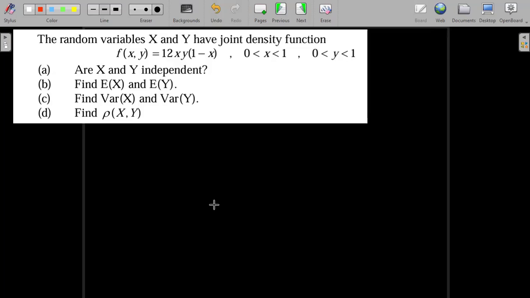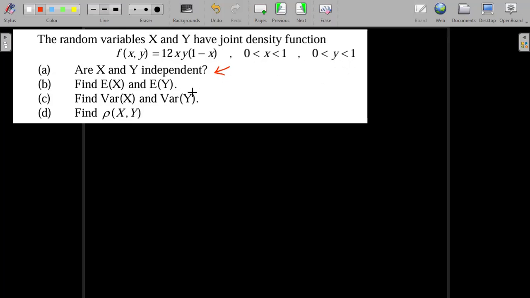X and Y. So the question reads: the random variables X and Y have the joint density function given by 12xy, and then in brackets 1 minus x, where X is between 0 and 1 and Y is also between 0 and 1. So the first question is: are X and Y independent?